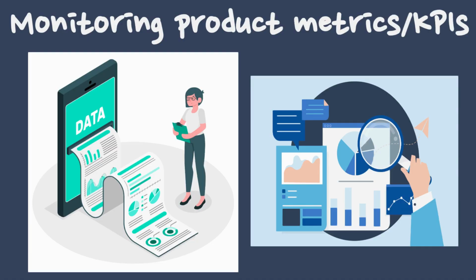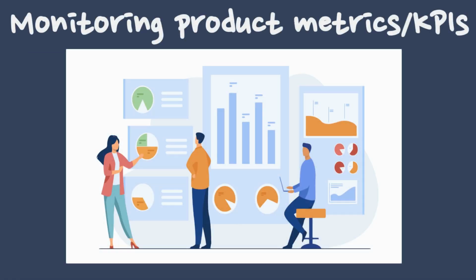Number 7, monitor your product metrics and KPIs and take action to improve performance based on your findings. Feature optimization, redesigning user interfaces, or launching A/B tests could be part of this process. Your product should be continuously iterated based on feedback and data.